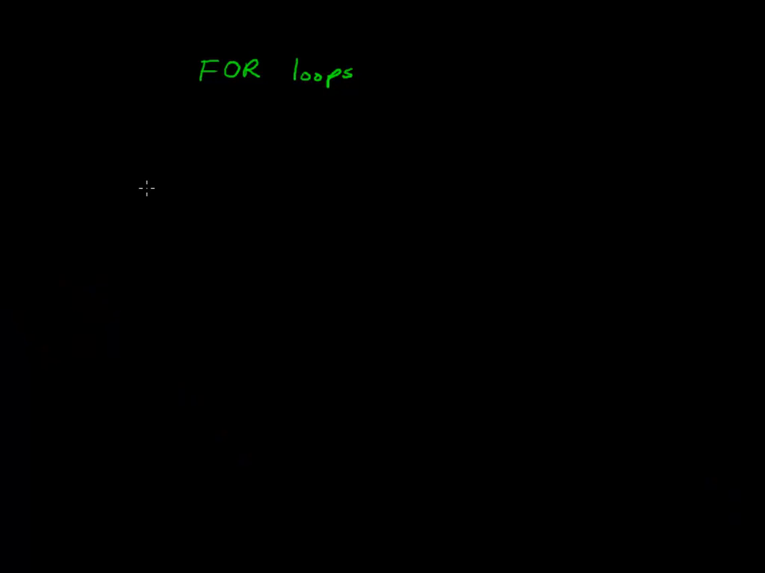What we're looking at now is for loops, and this is the last type of loop which we're going to have a look at. And this one is a little bit more confusing than the other two, the while and the do while loops, which we've looked at. So just stay with it.